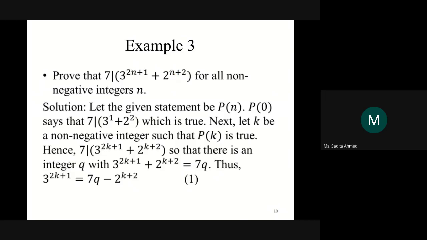Now, if it's all non-negative integers, what is the lowest possible value of n? 0, exactly. And now in induction, what do we have? Basic step and inductive step. In the basic step, what do we have to prove?